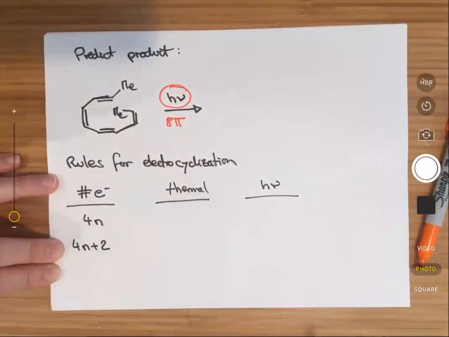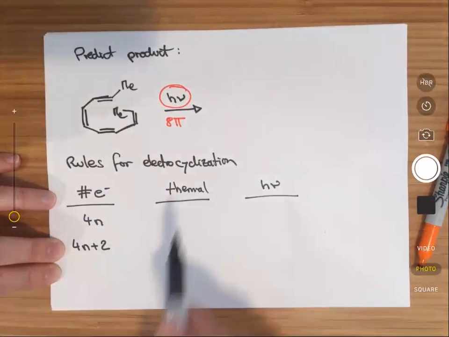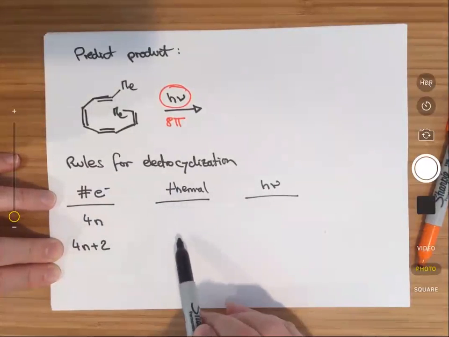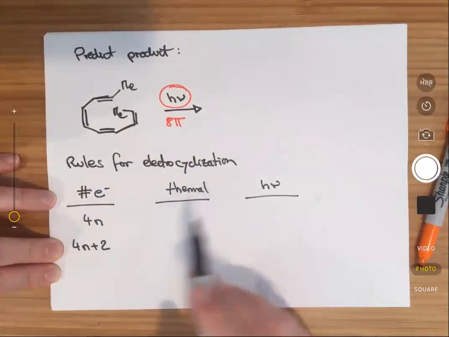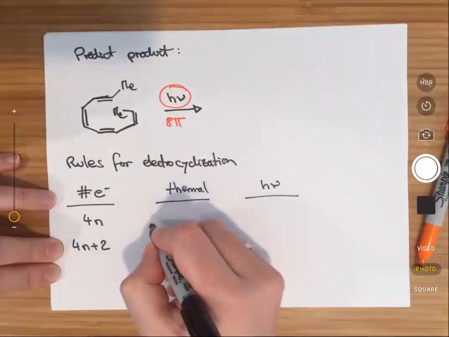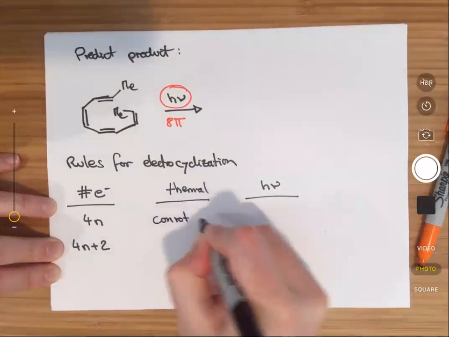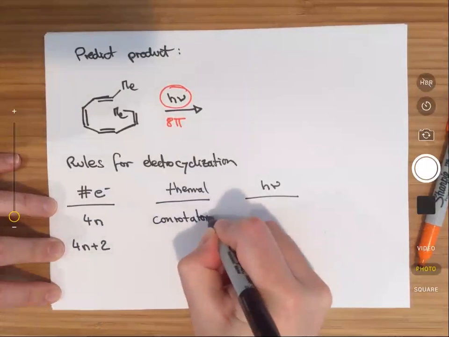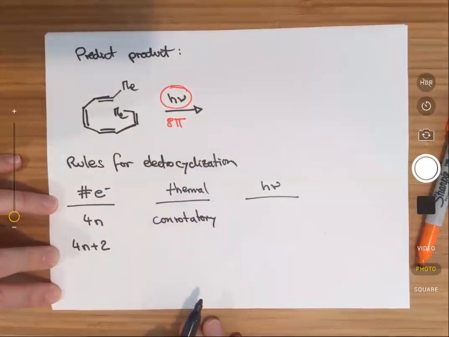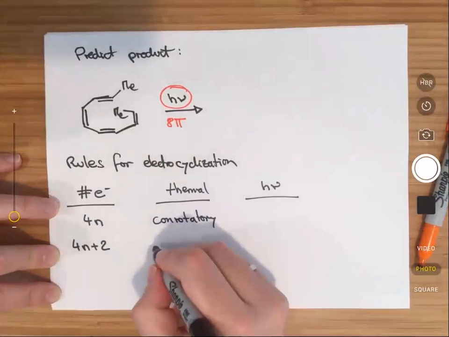Now, if we look at the thermal reaction conditions that we discussed for both of these already, we know that the 4n system will proceed conrotatory. So both of them rotate in the same direction. And the 4n plus 2 system, we had this example of cyclohexatriene, is going to be disrotatory.